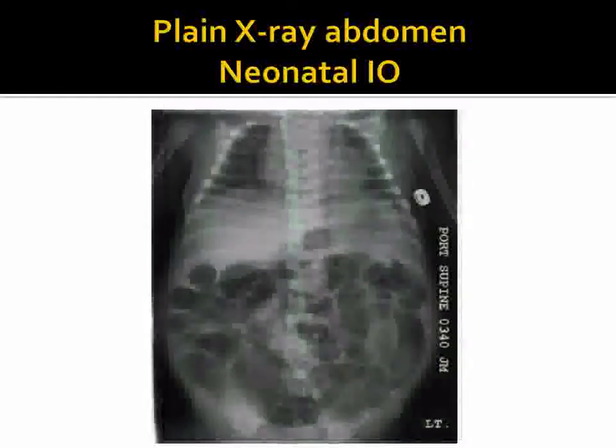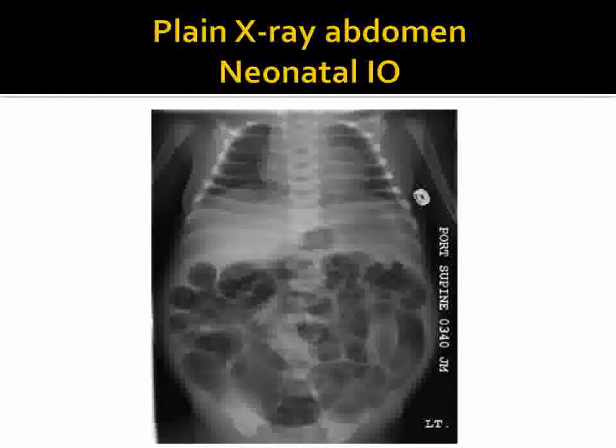Okay, while in this picture you will find there are multiple dilated loops. These multiple dilated loops mean that the level of obstruction is distal. Distal obstruction means obstruction at the level of the duodenum or beyond it, like the colon, rectum, or the anal canal. But we cannot define the level exactly, because with multiple dilated loops we cannot define which part of the small intestine is affected.